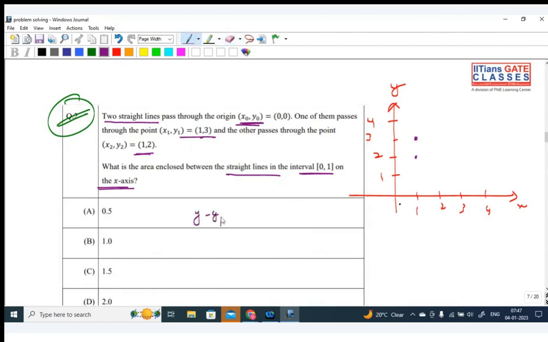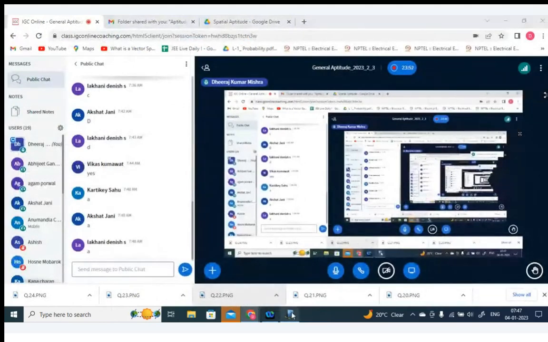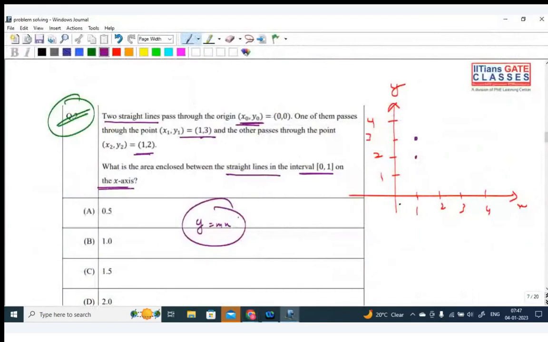So you can say that y minus y1 equals x minus x1, right? Or you can say that it is passing through the origin, so it should be y equal to mx. Which option is correct here? Option A is going to be correct, right? You can find the slope of the equation.